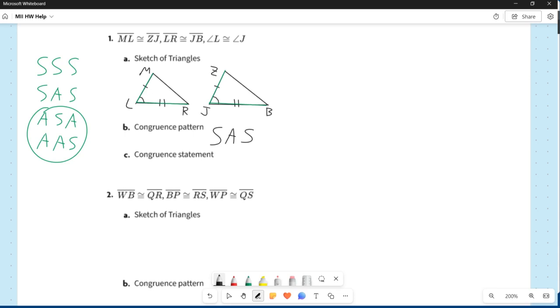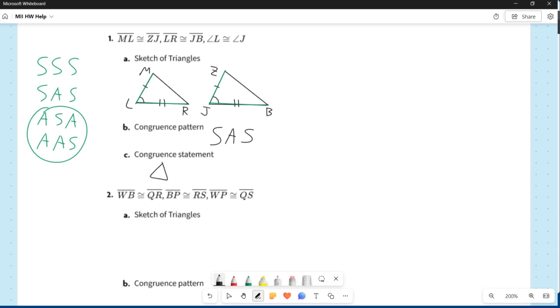Because we have SAS, we know that these two triangles are congruent. They are identical. They have all of the same side lengths, all of the same angles, the same perimeter, the same area. These are the same triangle, just with different letters and in different spots. So all I need to say for C is that the two triangles are congruent.